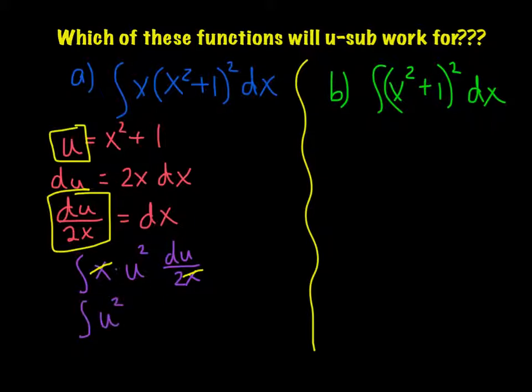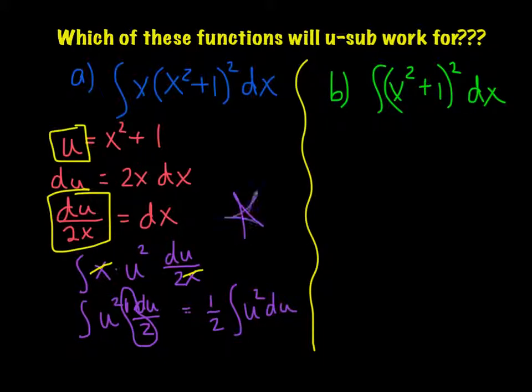Integral of u squared times du over 2, which I would probably simplify one more step, and this of course is 1/2. That's a constant, so I'd put that out front and I'd say 1/2 the integral of u squared du. So definitely this one works for u substitution, because then I could take the integral of that and substitute, pop back in that x squared plus 1, and I'd be done.